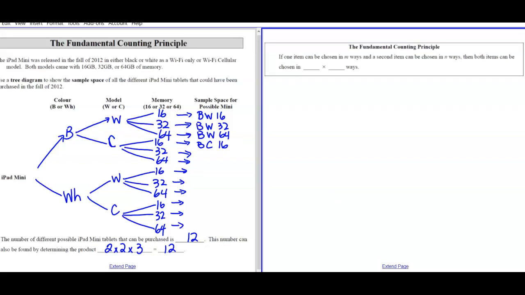Okay, so the fundamental counting principle says if one item can be chosen in m ways, and a second item in n ways, both items can be chosen in m times n ways. The last one we had 3 different parts to it. So it could be m times n times t, however many options for each part of it.